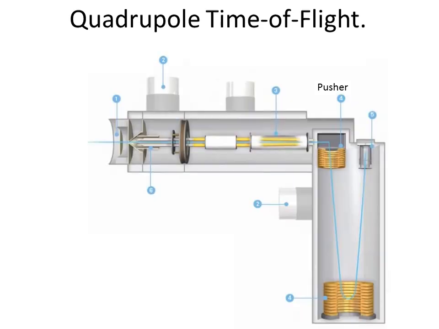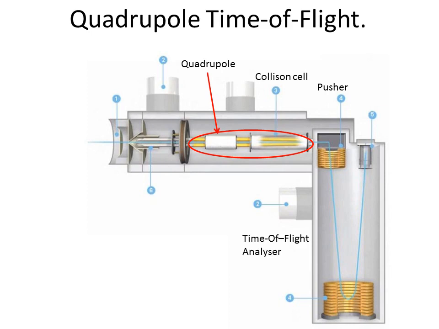One of the most popular is the quadrupole time of flight hybrid, which is shown in this diagram. It consists of the front two quadrupoles of a triple quadrupole instrument, the Q1 for ion selection, and the collision cell for fragmenting peptides. The third quadrupole is replaced with a time of flight mass analyzer.